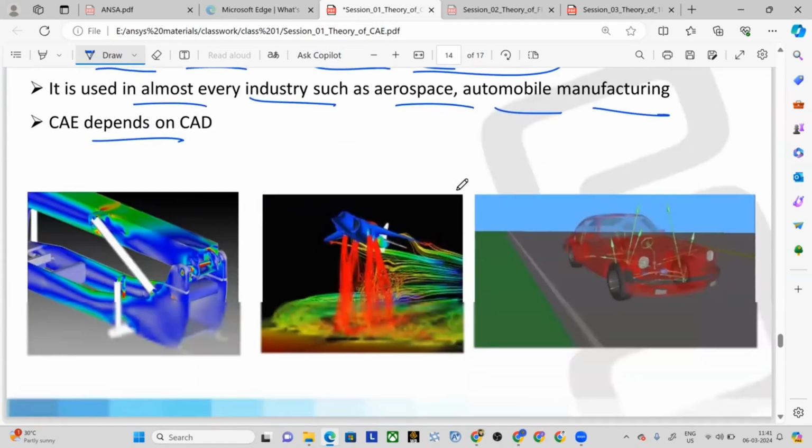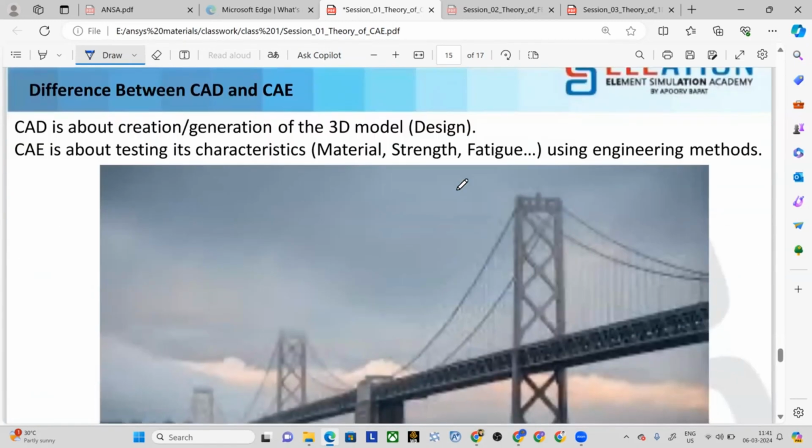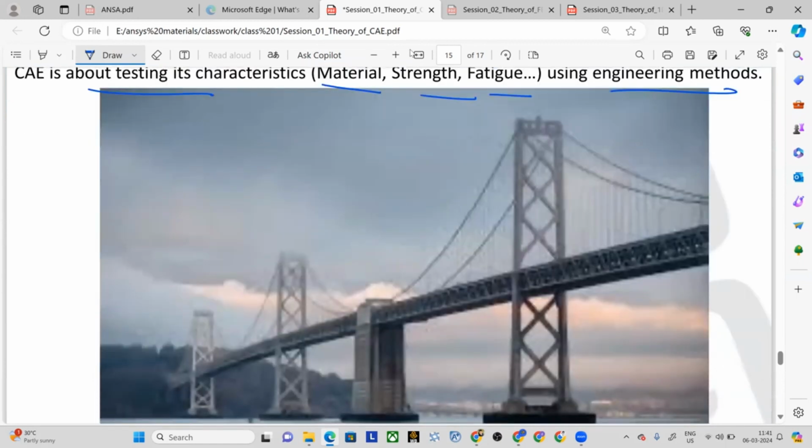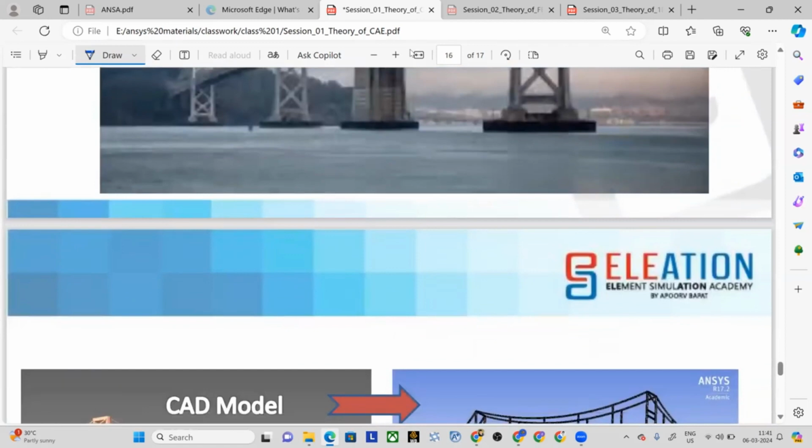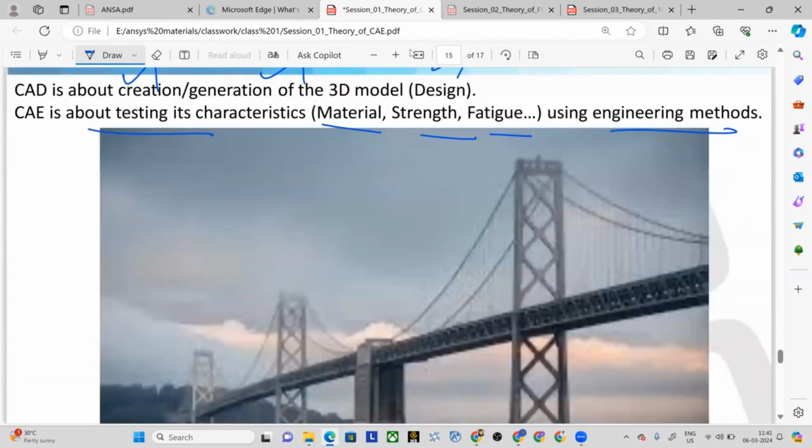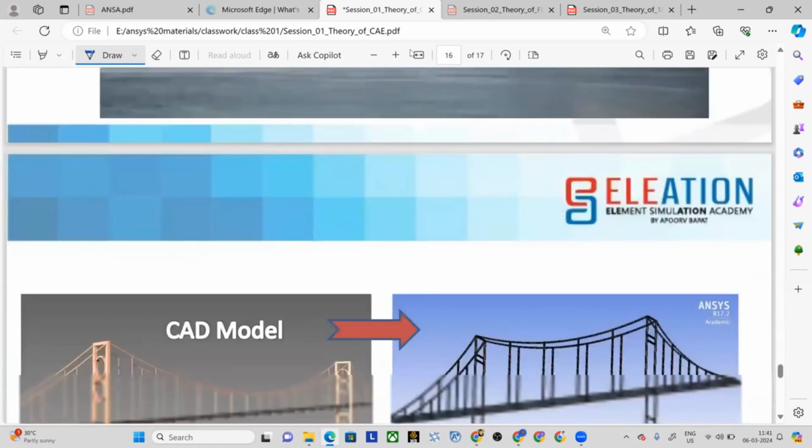Now I'll show you the difference between CAD and CAE, which we have already seen. CAD is all about the creation and generation of the 3D model. That's all, nothing else they will do. CAE is about testing the characteristics of the material, strength, fatigue, etc., using engineering methods, usually the finite element method and other numerical techniques. Say for example, let us take a bridge construction. This also falls under the same category. Even though it is in the scope of civil engineers, they also use analysis software to do the same. So the procedure is the same.